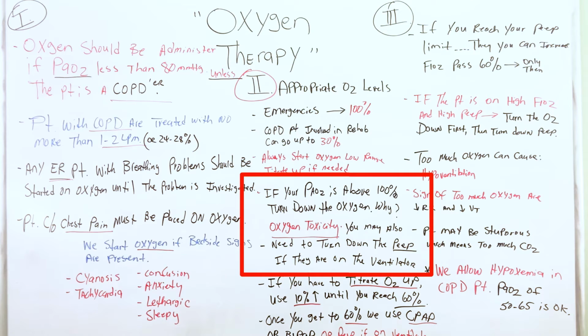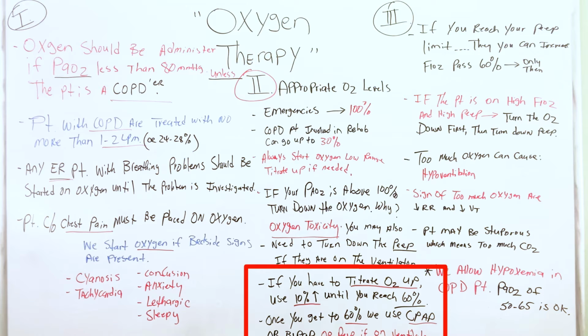All right? If a PaO2 is above 100, what's normal? Normal is 80 to 100. Anything over 100, you got to turn it down. Now, you may also need to turn down the PEEP if the patient is on a ventilator, but you turn the oxygen down first and then you turn down the PEEP.